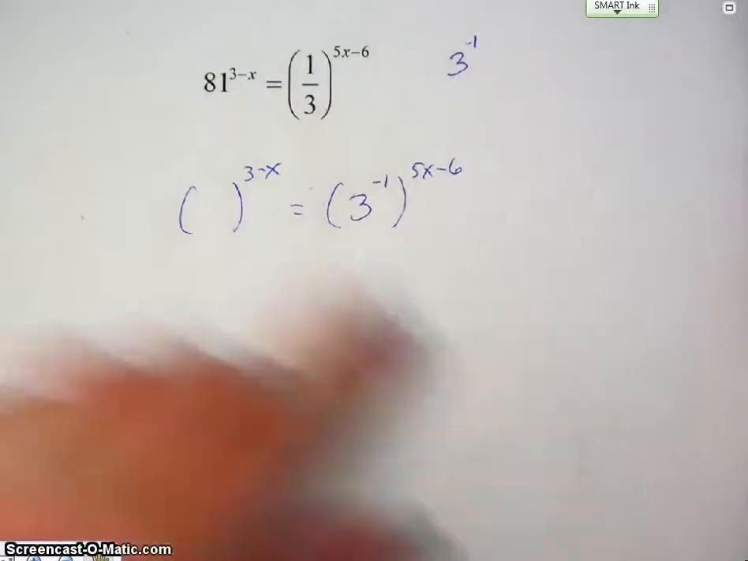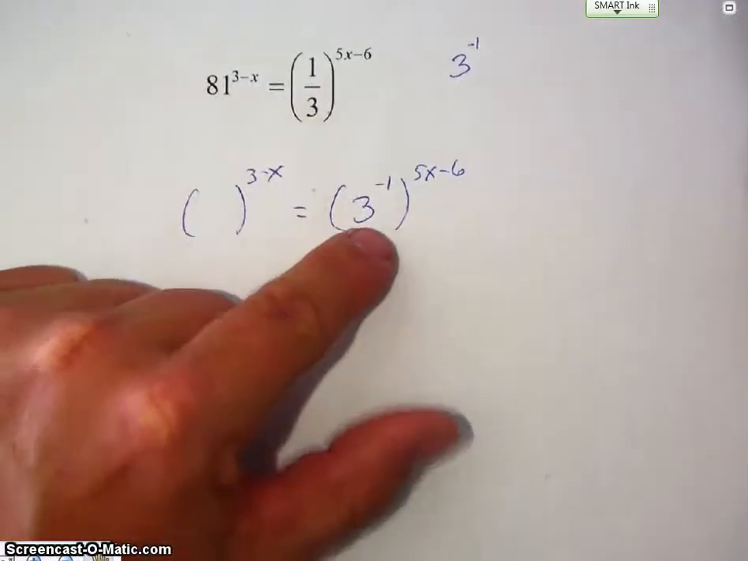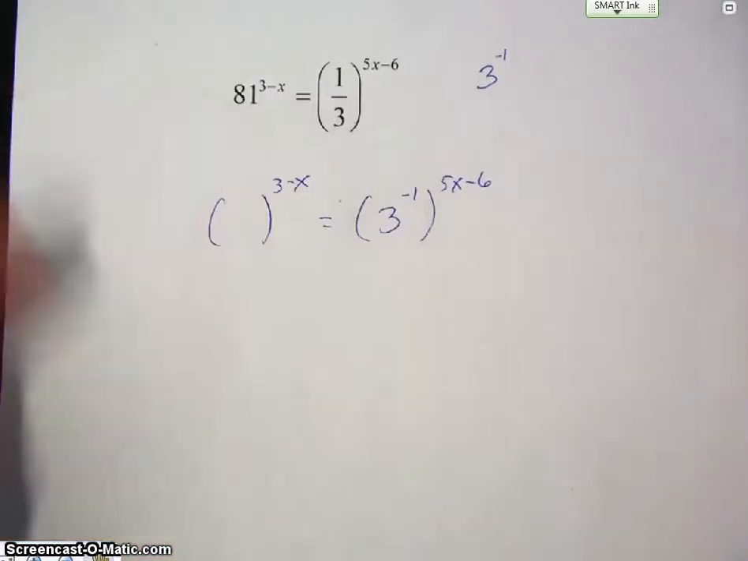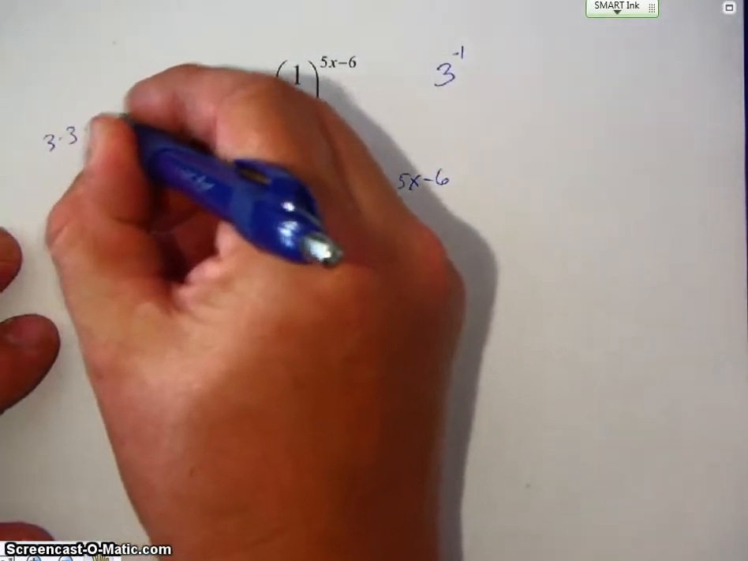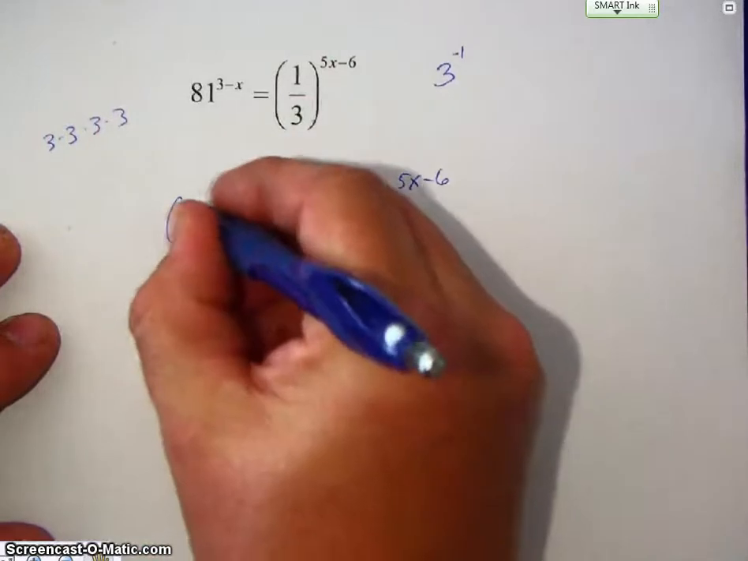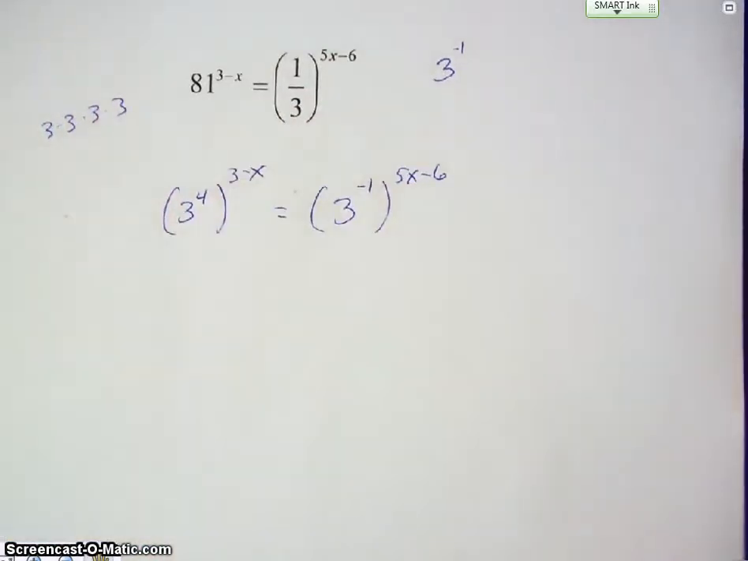Now my question is this: can I rewrite 81 as a base of 3? Yes, that is 3 times 3 times 3 times 3, that's 3 to the 4th. If you don't know that by hand, whatever, just use a calculator. Just hit 3 times 3 and keep doing that until you get what you're looking for.